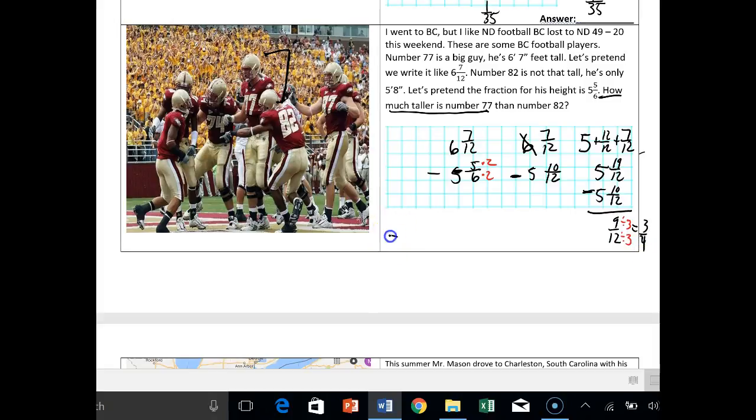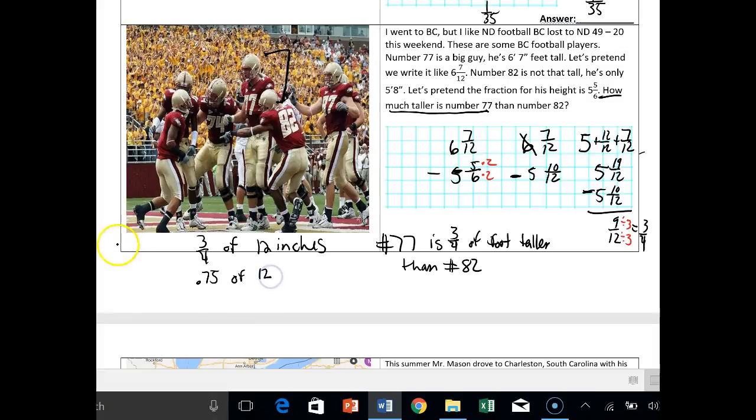So number 77 is 3/4 of a foot taller than number 82. So I think you should be able to figure that out. If a foot is 12 inches, what is 3/4 of 12? Another way you can think about it, 3/4, 0.75 of 12. You could either do 3/4 times 12 over 1 and solve it that way, or do 0.75 times 12. Put your answer to that right there. I'll check it on your notes. Okay? That's the end of part 1.